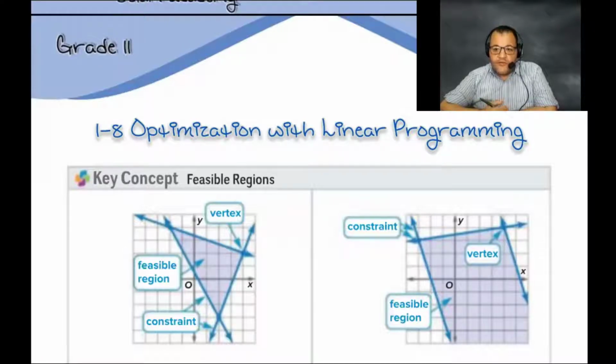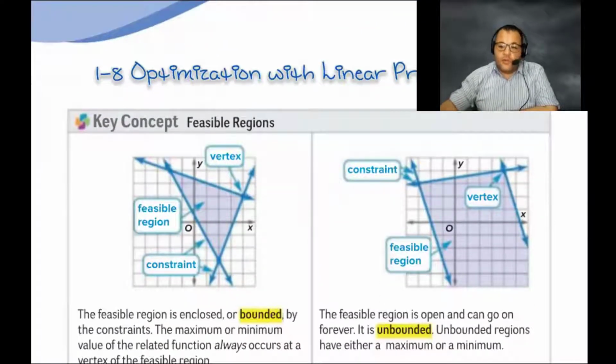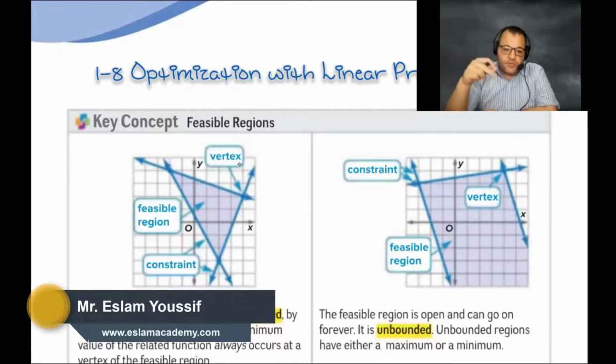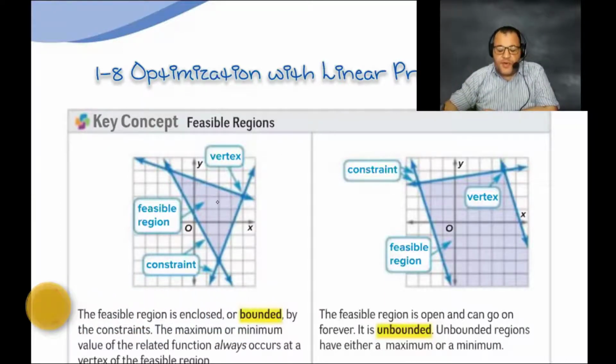In this lesson, we have more than two equations. It means they can intersect and form one of two shapes: a bounded region or an unbounded region. The bounded region is when they intersect and form a closed shape. It means the common shaded part lies inside the shape. That's defined as the bounded region.